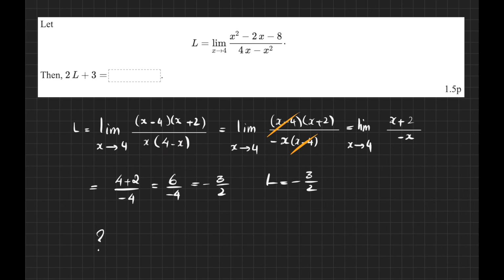But the question mark is 2 times L plus 3, so I will multiply 2 times minus 3 over 2 and then plus 3. So the answer becomes what? This 2 and that 2 are cancelled, so I am left with minus 3 and then plus 3, so the answer is 0. So that number is the number that you have to put here.